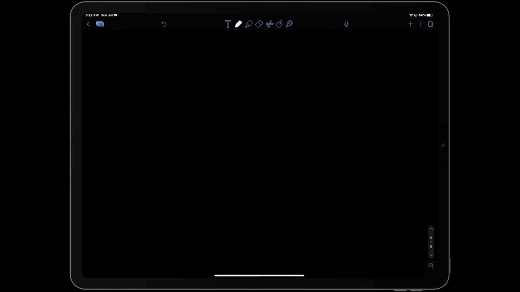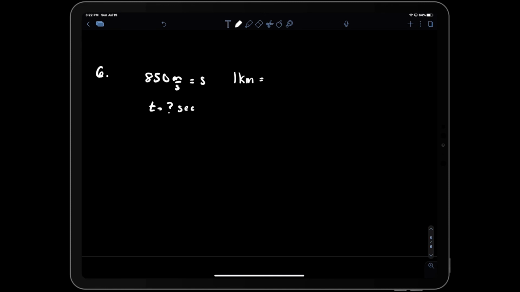Okay? We go to number 6. Number 6, a bullet travels at 850 meters per second. That's a speed. How long will it take? So we're trying to figure out the time. I'm going to put seconds in here because I already see the unit seconds. For that bullet to go a distance of 1 kilometer. Now that's distance.